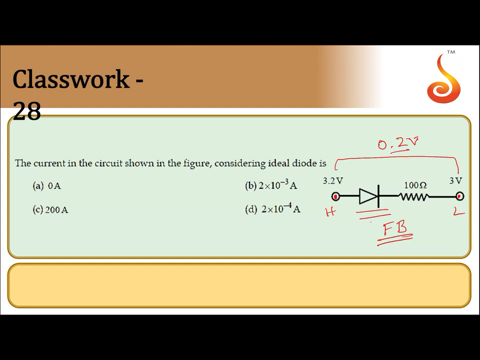and now it is conducting. When it is conducting, potential difference is 0.2 volt, and diode doesn't offer any resistance, so there is only one more resistance, 100 ohm. So current through the circuit I is equal to voltage, that is 0.2, the potential difference, divided by 100, that will be 2 into 10 to the power minus 3 ampere. That is option B.